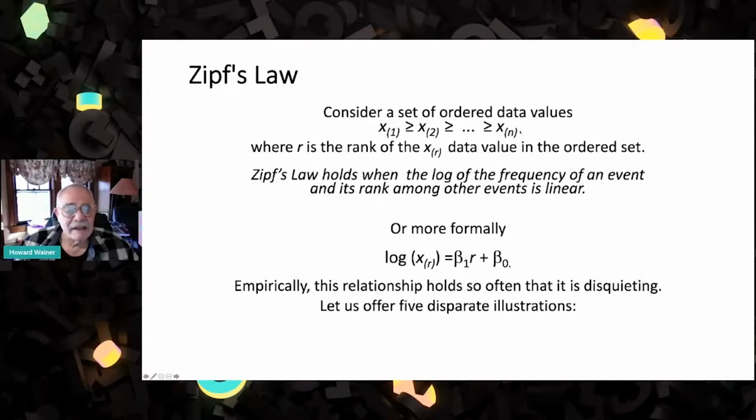And what he discovered is that if you make a graph of the rank of the words against the log of their frequency, the log of how often the word shows up, it turns out to be linear so often that it's disquieting. Now, he just looked at it with many different languages, and it always turned out to be linear. I'm going to show you some other examples that are not language.